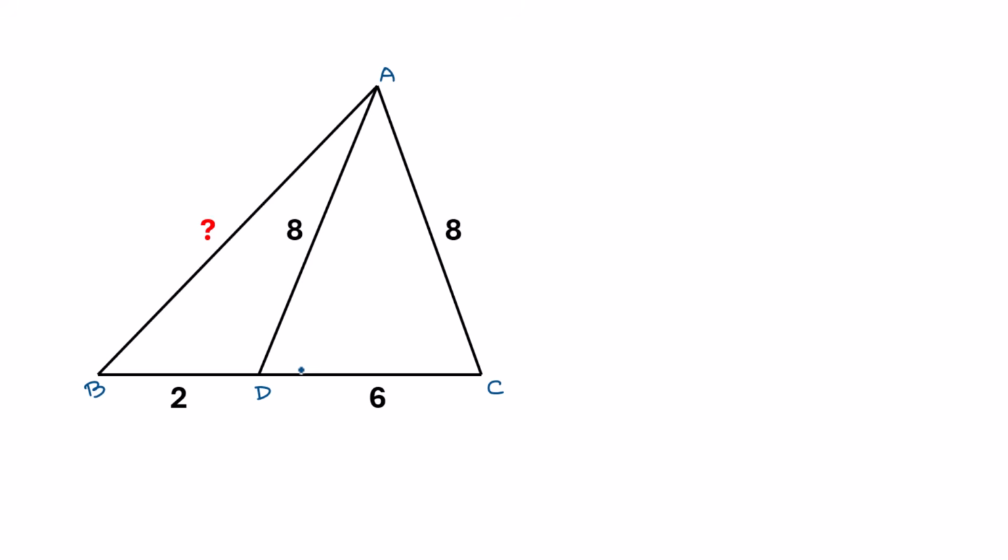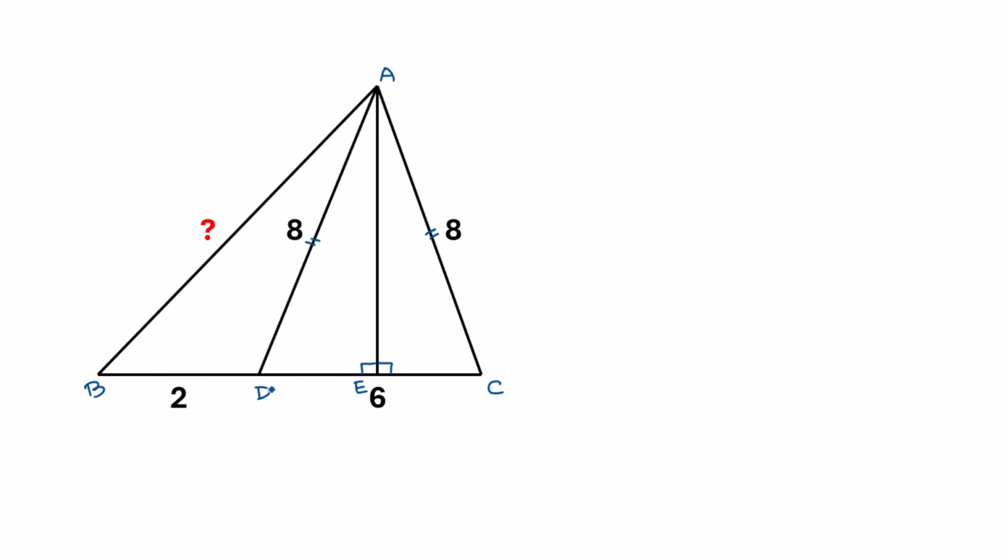At first, draw a perpendicular line to the base from this point A. Consider this is that perpendicular line and this point is E. Now, in triangle ADE and in triangle ACE, this AD is equal to this AC, and this line is common to this triangle, and this angle is 90 degree and this angle is also 90 degree because this is a perpendicular line. So these two triangles are congruent.